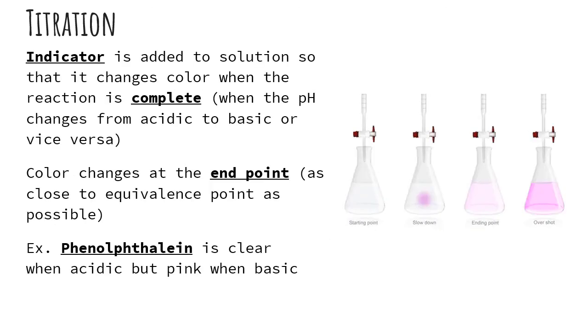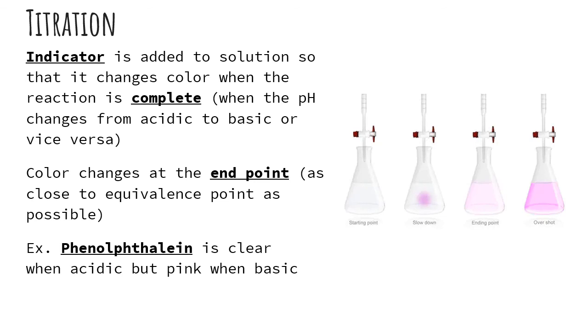Now, the way that we are visually going to see that we've gotten to the equivalence point or very close to it is by using an indicator. The indicator is going to change color when the pH changes, so when we switch from acidic to basic. And we know then that we have passed our equivalence point because we have completed the reaction and gone to the other side. Where the color exactly changes is called the end point. We want the end point to be as close to the equivalence point as possible, but it's always going to be just slightly past.